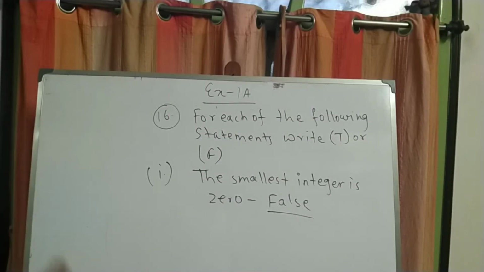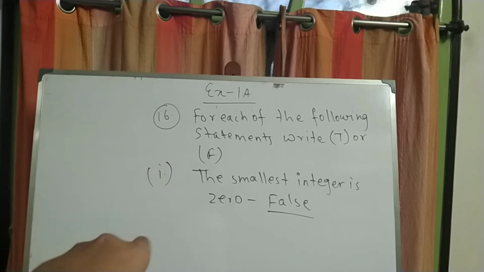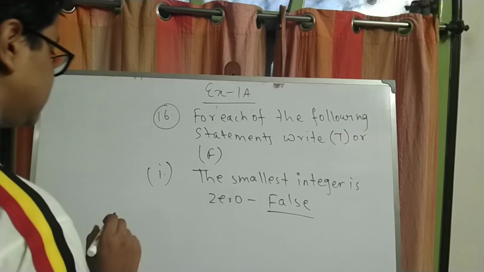For each of the following statements, write true or false. This is question number 16. Number 1: the smallest integer is 0. So this answer is totally false, because 0 is not an integer.